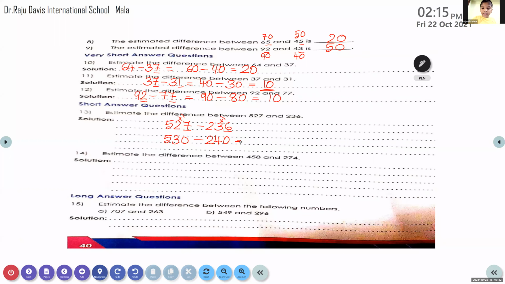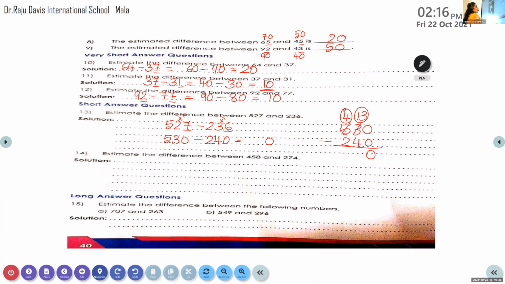530 minus 240. 0 minus 0 will be 0. 3 minus 4 cannot be done directly. So cut the 5 and take one and make it 13. In place of 5, the new number will be 4.